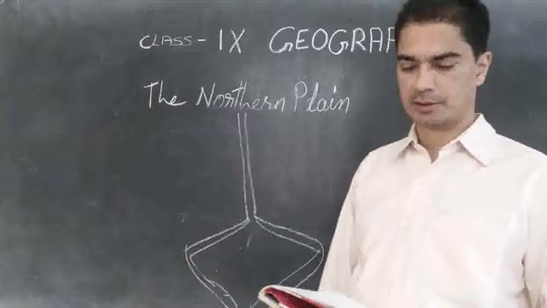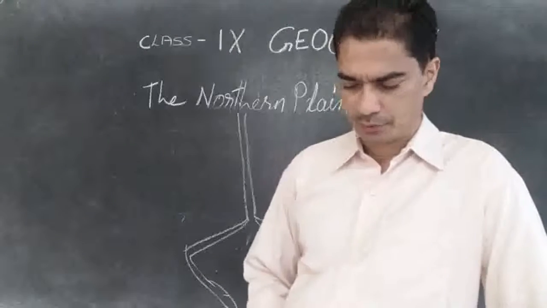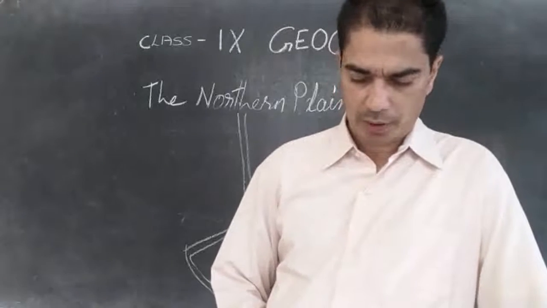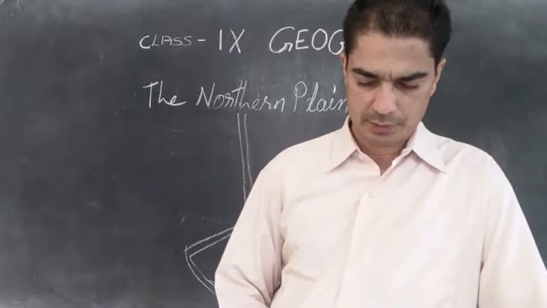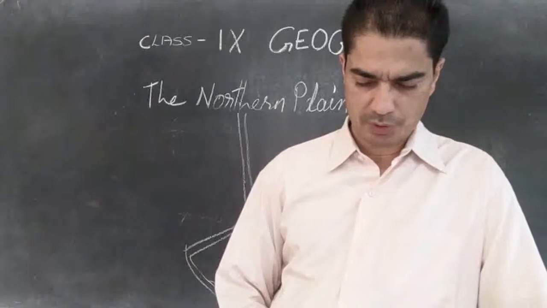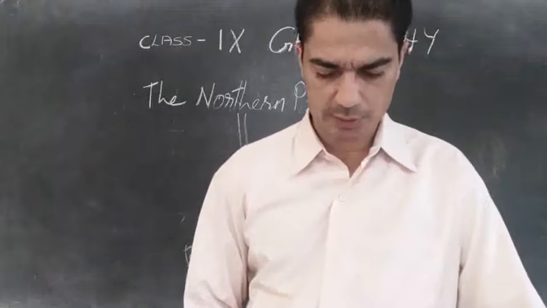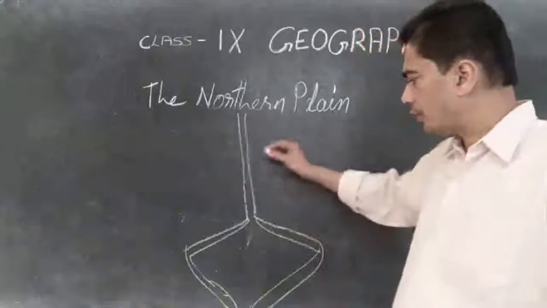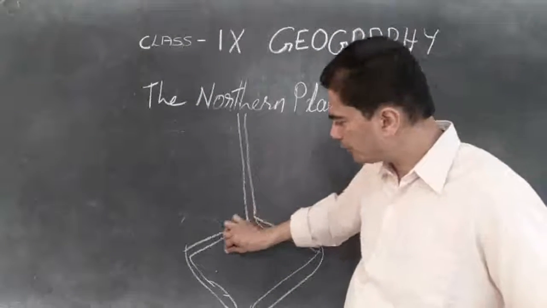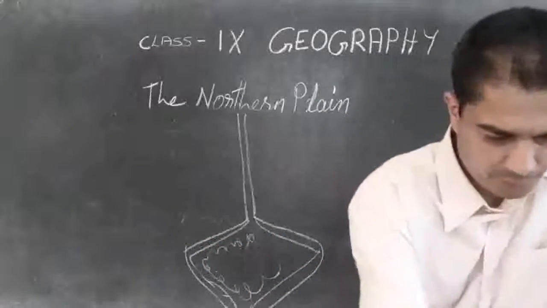Then the rivers in their lower course split into numerous channels due to the deposition of silt, and these channels are known as distributaries. So as the river is depositing soil here, a lot of soil is deposited here.